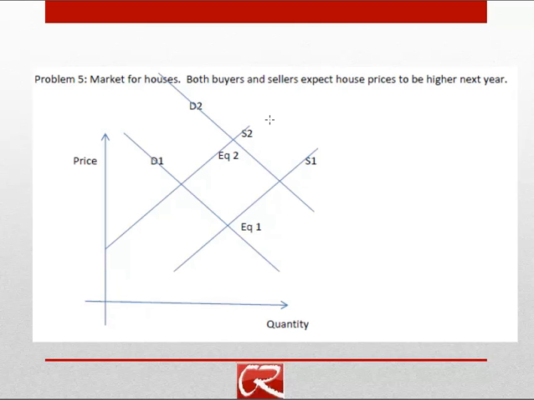Whenever we have both curves shifting, we're going to have those shifts reinforce each other, either on price or on quantity, and then contradict each other on the other variable. So in this case, they reinforced each other on price. Both higher demand and lower supply tend to push up price, but they contradicted each other on their effect on quantity. So the overall effect on quantity is going to depend on the size of the shifts.